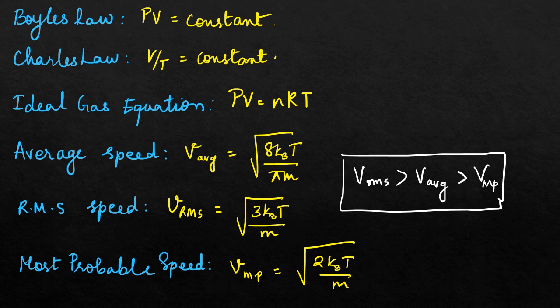Okay, so these are some of the important formulas required. There is Boyle's law, Charles's law, and the ideal gas equation, which is PV is equal to nRT. And average speed here is V average is equal to root over 8 k_B T by pi m. You have to remember these three speeds: average speed, RMS speed, and most probable speed. And also know the relation between the three, that is, which is greater and which is smaller. I have also given the relation over here.